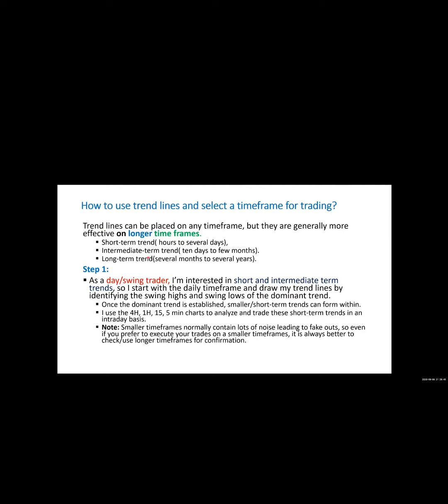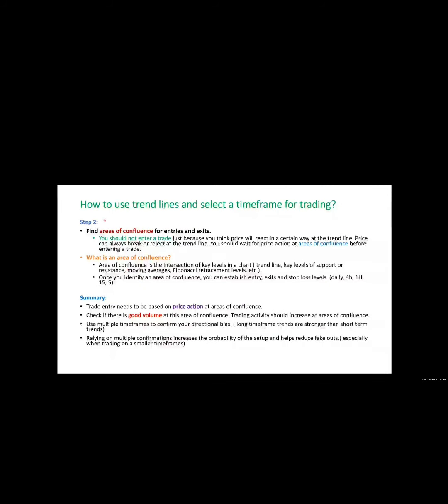Okay, that's step one. Step two: finding areas of confluence for entries and exits. You should never enter a trade just because you think price will react in a certain way at the trend line. Price can always break or reject the trend line. You should always wait for price action at areas of confluence before entering a trade.